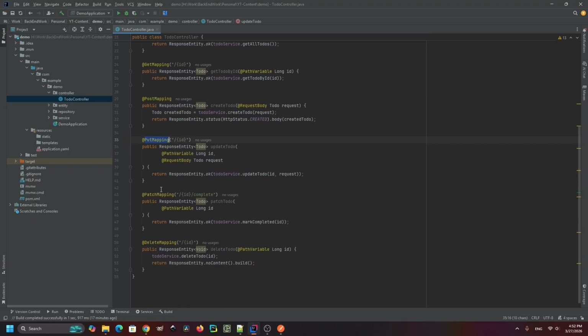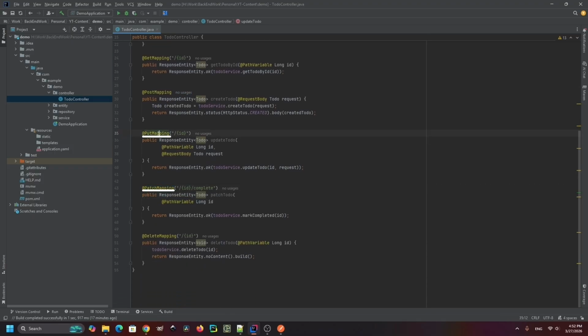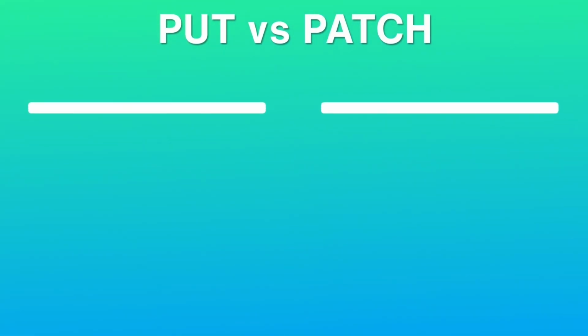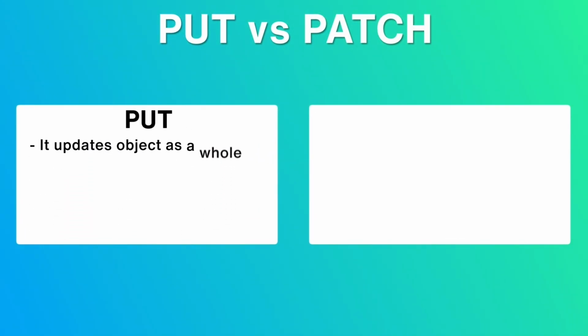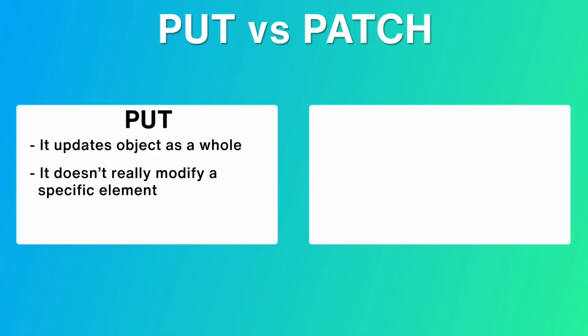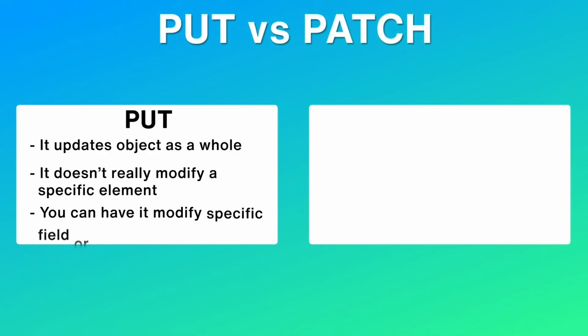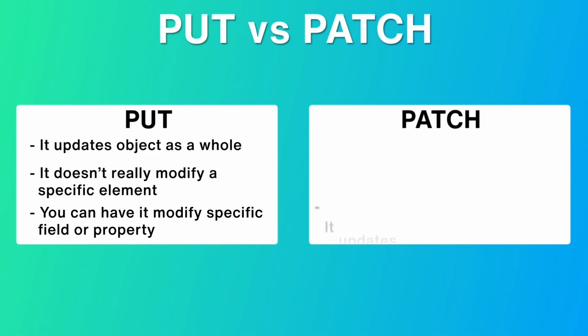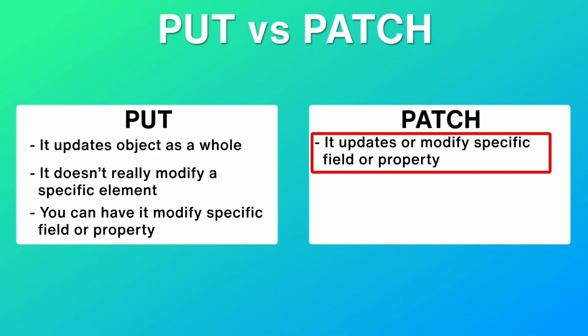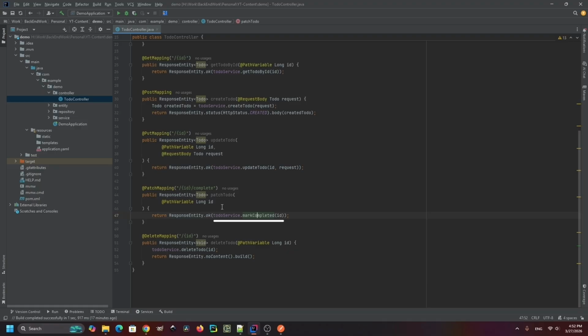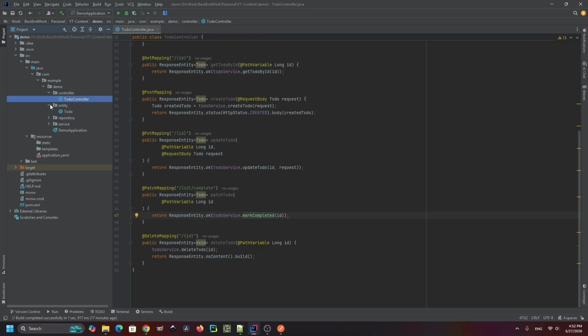I have also put put and patch, and the differences between put and patch. Put updates the object as a whole. It doesn't really modify a specific element. You can have it modifying a specific field or property, but patch is made specifically for this cause. For this example, we are marking complete, and I'm going to walk you through what's going to be happening. But let's not rush things now.